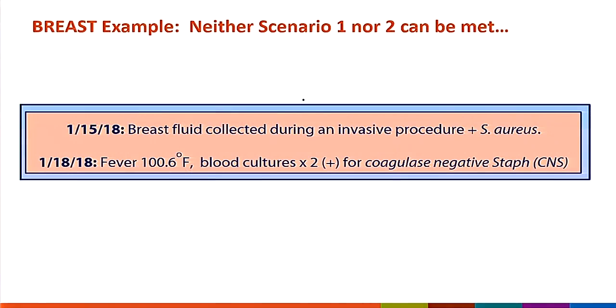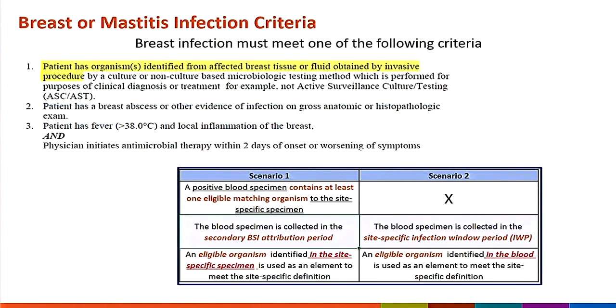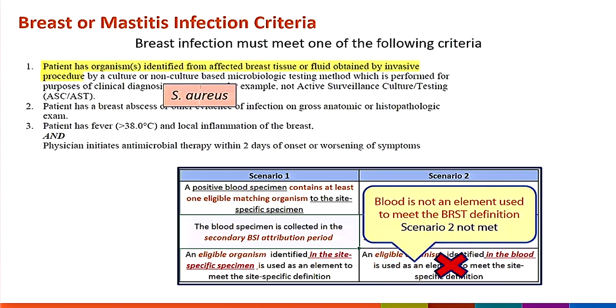So let's look at an example. In this case, on 1/15, the patient had a breast fluid collected during an invasive procedure that was positive for Staph aureus. And on the 18th, the patient had a fever of 100.6, had blood cultures ×2 positive for coag-negative staph. So in this case, the patient met the breast or mastitis infection criterion 1, organisms identified from affected breast tissue or fluid obtained by an invasive procedure. It was Staph aureus.